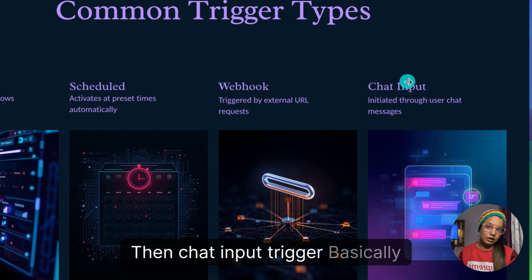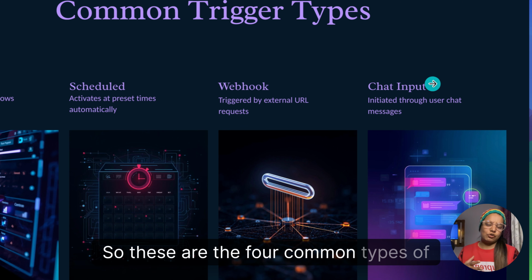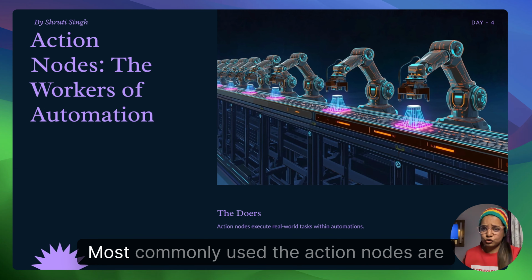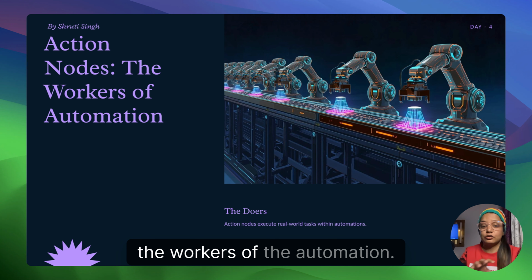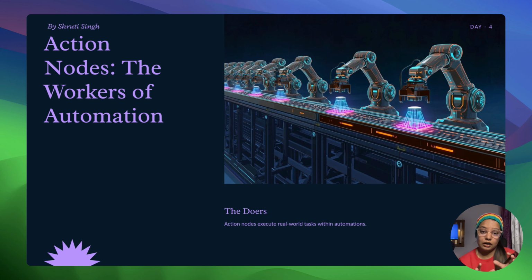Then chat input trigger, basically whenever a chat is received, the workflow is triggered. So these are the 4 common types of triggers these days, most commonly used. The action nodes are the workers of the automation. So the action nodes are the doers, which actually do the actions for you.